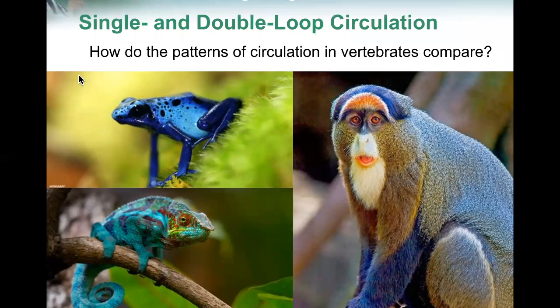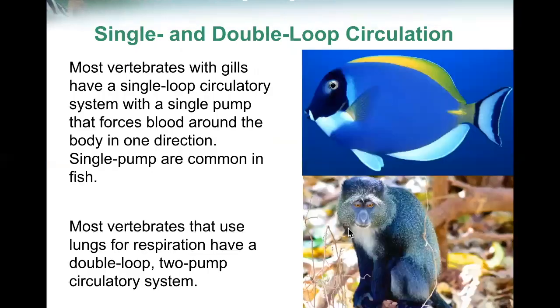How do patterns of circulation in vertebrates compare? Amphibians, reptiles, and mammals. Most vertebrates with gills have a single loop circulatory system with a single pump that forces blood around the body in one direction. Single pump systems are common in fish. Most vertebrates that use lungs for respiration have a double loop, two pump circulatory system.